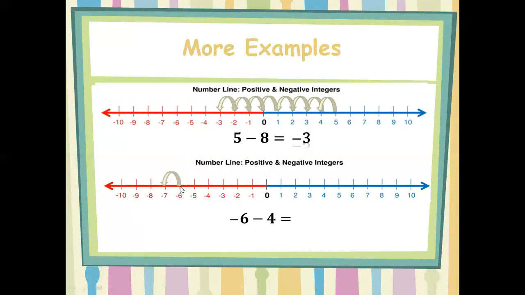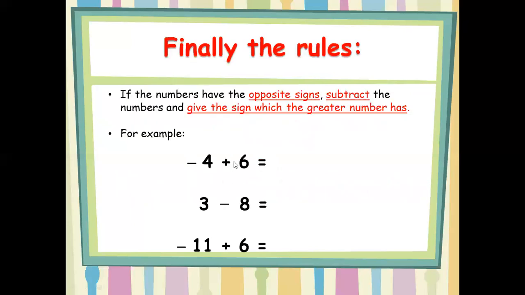So 1, 2, 3, and 4. So it's going to be -10. So without even using the number line, because of the rule, we knew the answer is going to be -10. Okay, so let's try some more.